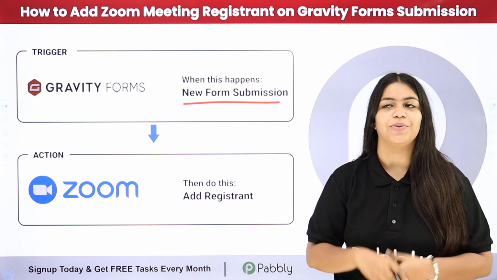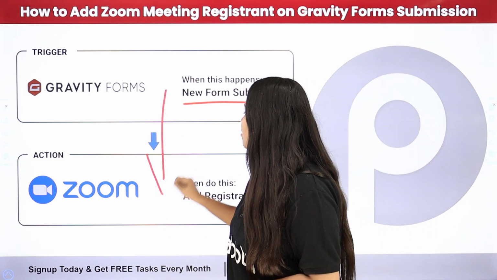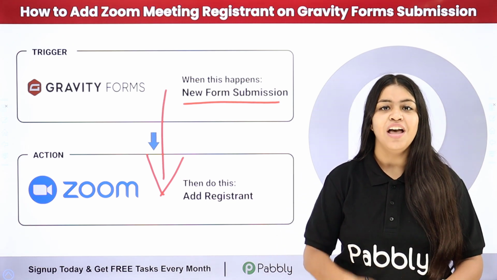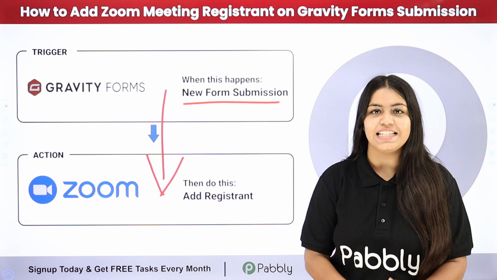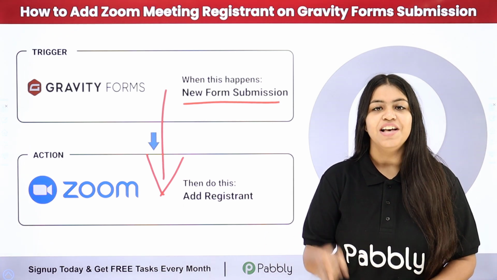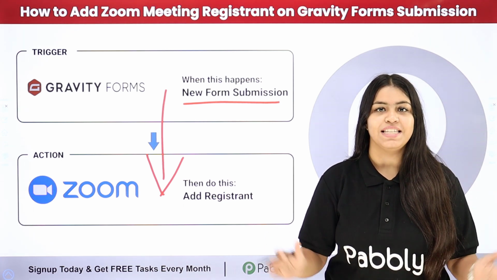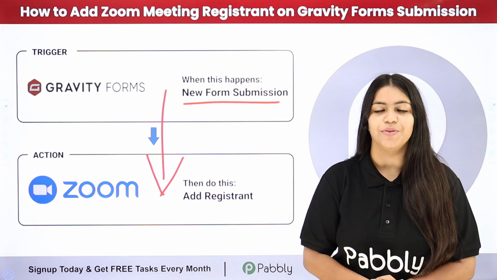So to do this, we are going to create a connection between Gravity Forms and Zoom. To create this connection without knowing any programming or coding language, we are going to use Pabbly Connect. It is an amazing automation software. So do you also wish to learn this process step by step? Then let me take you to my computer screen.